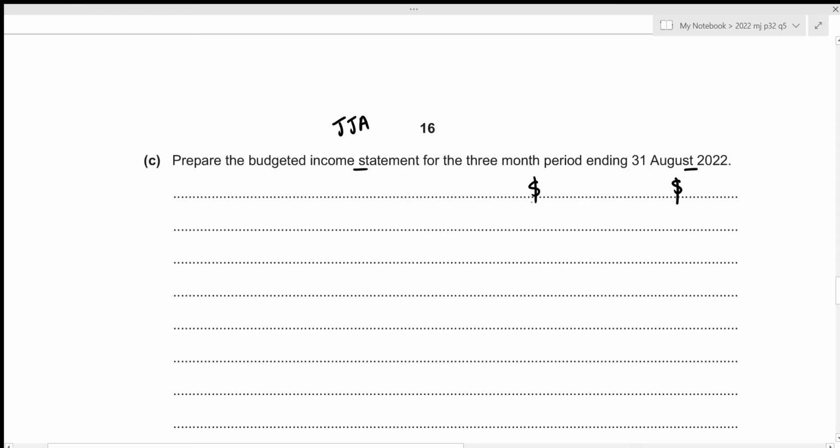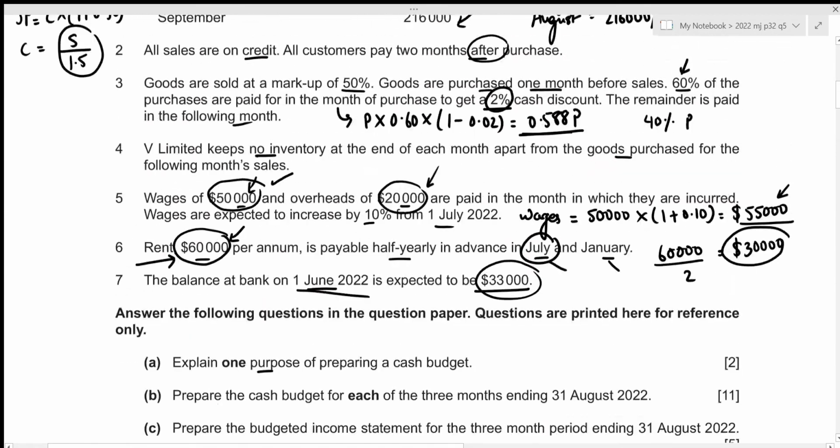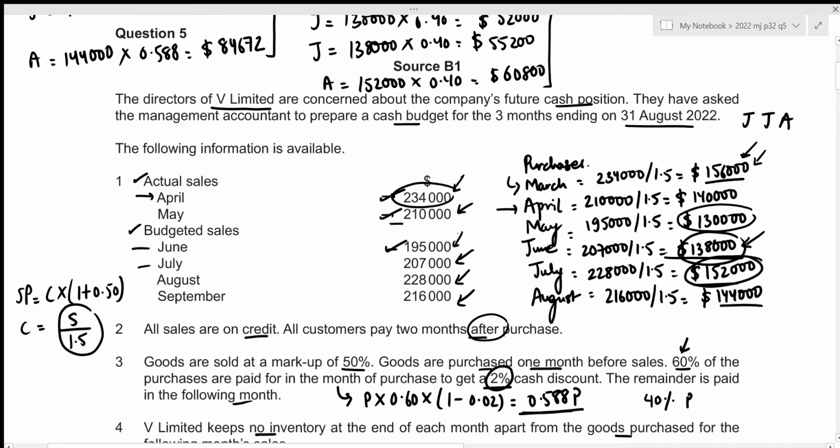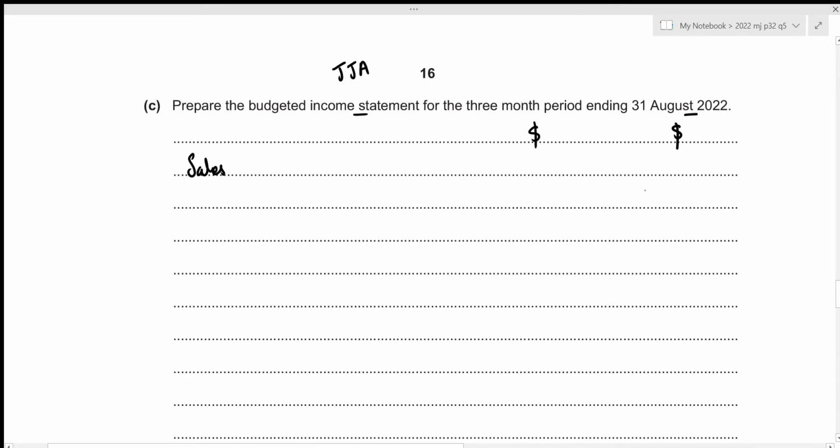If you remember the format for our income statement correctly, we always start with all of our sales or revenue. So let's write it down. Let's have a look above. We were given the sales for the 3 months above. We're talking about June, July, and August. So that's going to be the sum of these 3 months, 195,000, 207,000, and 228,000. This results in the total sales for 3 months to be 630,000. So let's write it down. That will be 630,000. Now the next step would be to subtract all of our cost of sales.